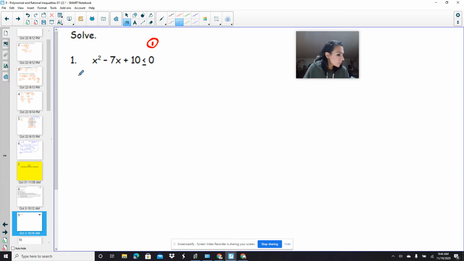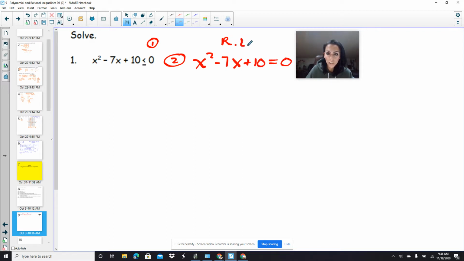Step 2 says you want to create a related equation. All that means is instead of using this inequality symbol, we use an equal sign. So x squared minus 7x plus 10 equals 0. We call this a related equation. I abbreviate it as RE. And we're going to use this equation to help us find what we call our critical values. So step 3 says to factor your related equation.